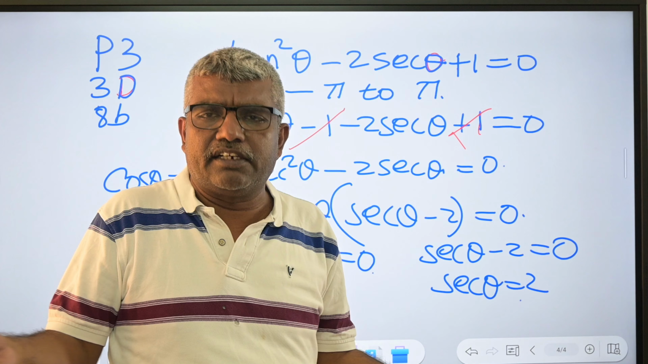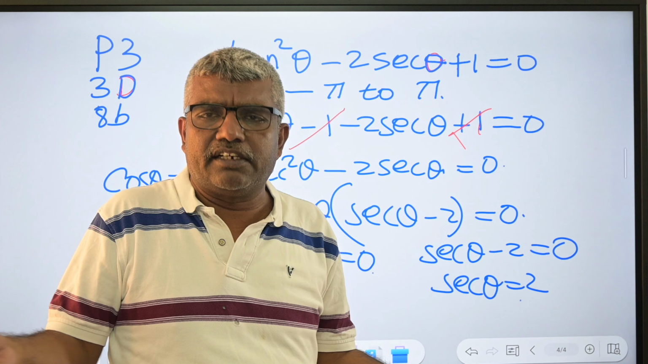How to do it? There are two variables, tan theta and secant theta. We need only one, then only we can do a quadratic equation. So, which one do we have to change? Secant theta to tan theta or tan theta to secant theta? Secant theta to tan theta is difficult to change, but tan theta to secant theta we can change.